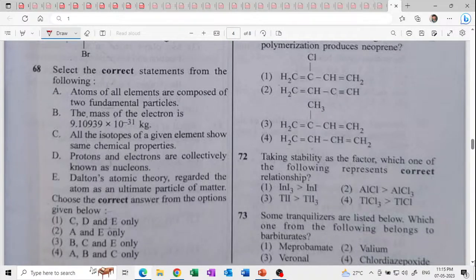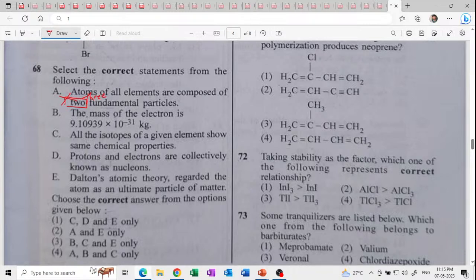Select the correct statement from the following. Atoms of element are composed of the two fundamental particles. Yes, this is correct or incorrect? So please give me the answer. This is a question from structure of atom. Quick answer please. Atoms of elements are composed of two fundamental particles. It is not two fundamental, it is three fundamental particles.